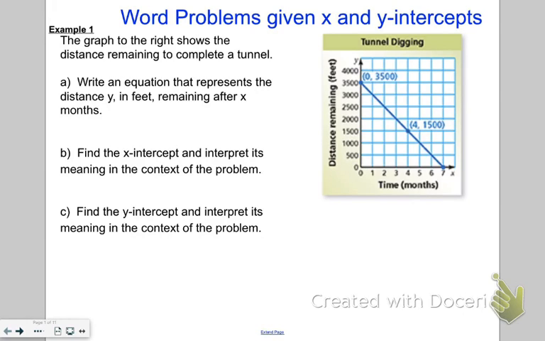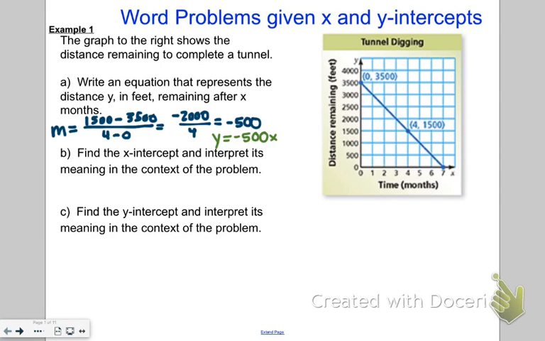The first thing we need to do is write an equation that represents the distance after x months. So the first thing I need to do is figure out what the slope is. I can use rise over run. I'm just going to calculate, given the 2 points, using y2 minus y1 over x2 minus x1. So we end up with the slope of negative 500, and then we already have the y-intercept on the graph, 0, 3,500. So I can write plus 3,500. There's my equation. I could have also written it in point-slope form, but I think slope-intercept form is a little easier to look at.